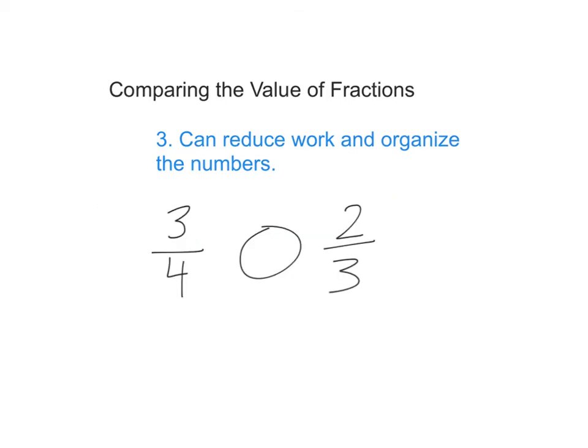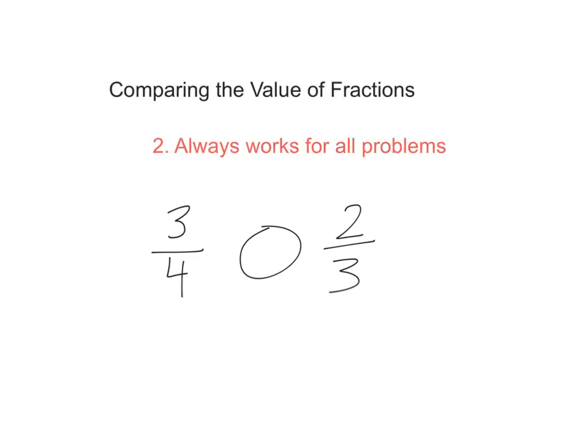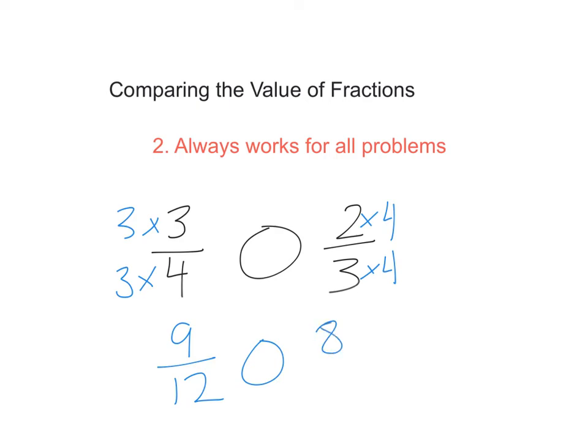So here I'm comparing two more fractions. 3/4 is more than half, and 2/3 is more than half. So this method won't work. And in this case, your next step is to switch to rule number 2 and use our method that will always work. I'm going to multiply by the opposite denominator, making sure I get the numerators, and compare my fractions by creating two fractions with the same denominators to find my answer.